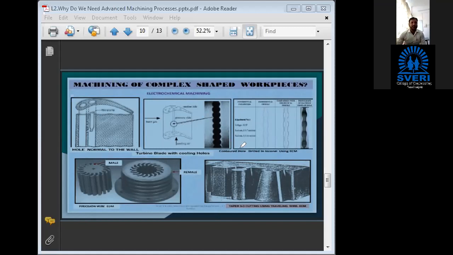Now we'll go for another example. In this slide, the bottom left hand figure shows a male and female part. This is a male part and this is a female part. The male part has been taken out from the original solid blank. From this blank, the male part is taken out, and the left out part is called the female matching part of the one product.